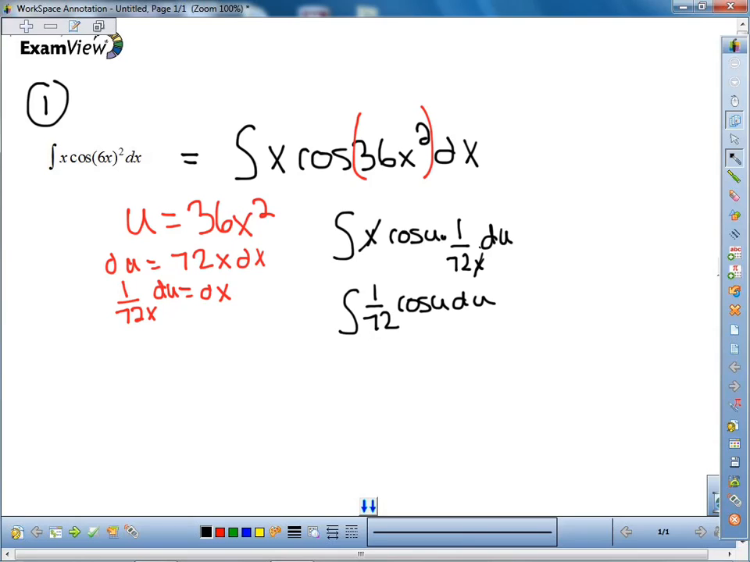So 1 over 72 is a constant, so I just bring it down. The antiderivative of cosine is sine. And then I just have to substitute u back.